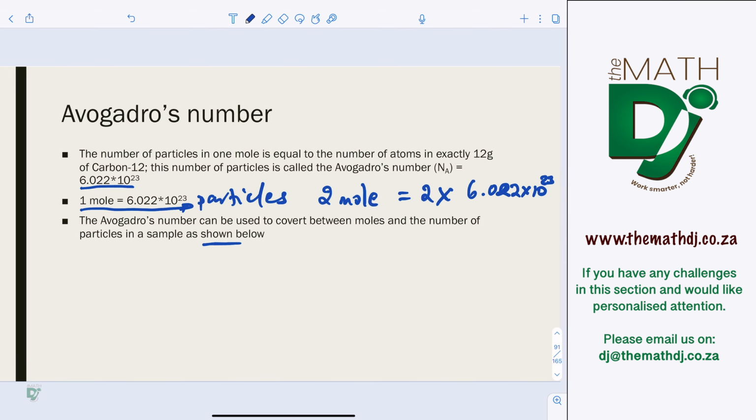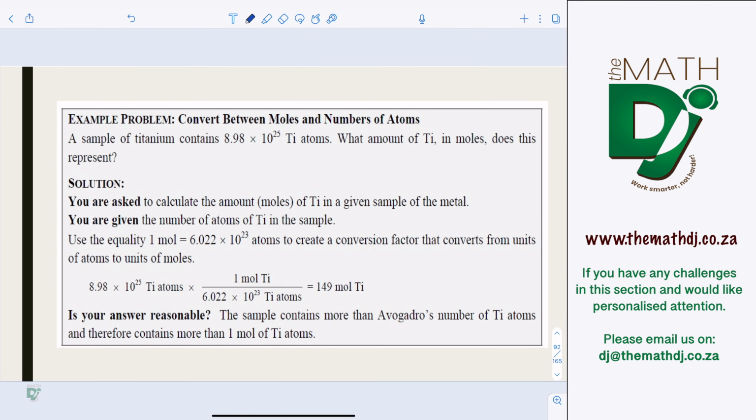So in this case, we are going to look at it in this way. Example: convert the number of moles and the number of atoms. A sample of titanium has got 8.98 times 10 to the power 25 titanium atoms. What amount of titanium in moles does this represent?